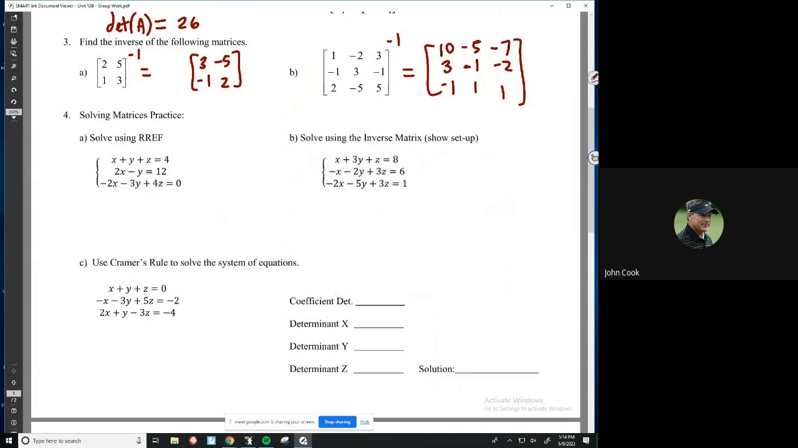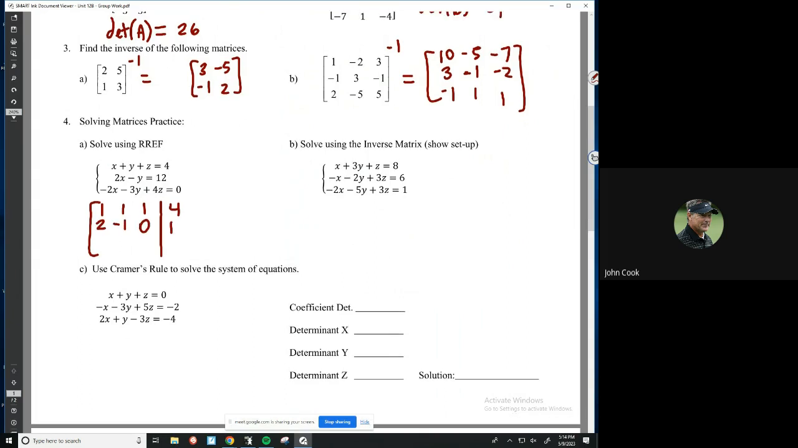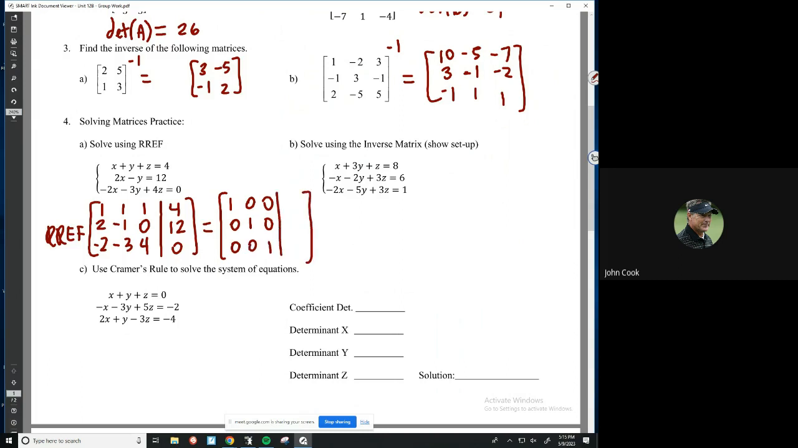Solving matrices practice. Solve using RREF. So we type this in as an augmented matrix first. So let's write it up as an augmented matrix. 1, 1, 1, 4. And then 2, -1, and then we don't have any z's in that one, so 0 for the placeholder. And then -2, -3, 4, and 0. All right, and then we use RREF on our calculators, and it'll spit out some answer, and that'll give us our solutions. It'll be an identity matrix, and then it'll give us some numbers over here. These are going to be our X, our Y, and our Z values, okay?